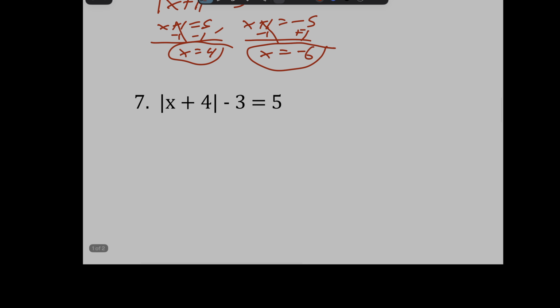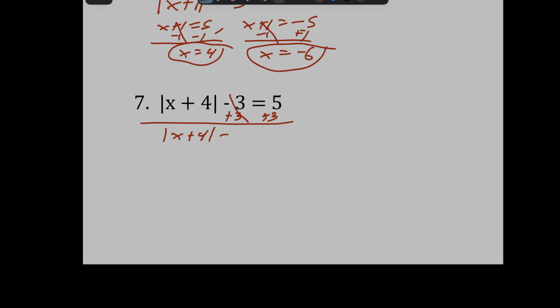Okay, so number 7. On this, the absolute value is not by itself. So my first step is to move this over. I've got to get the absolute value all alone. I can't do that little trick until it's alone. Okay, now it's alone. So I'm going to go x plus 4 equals 8, and I'm going to go x plus 4 equals negative 8. So now I'm going to solve real quick.